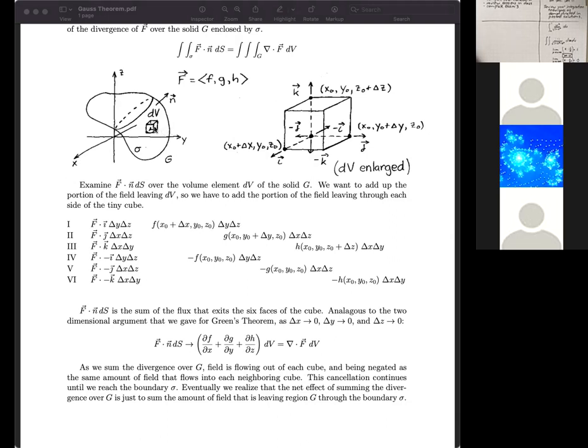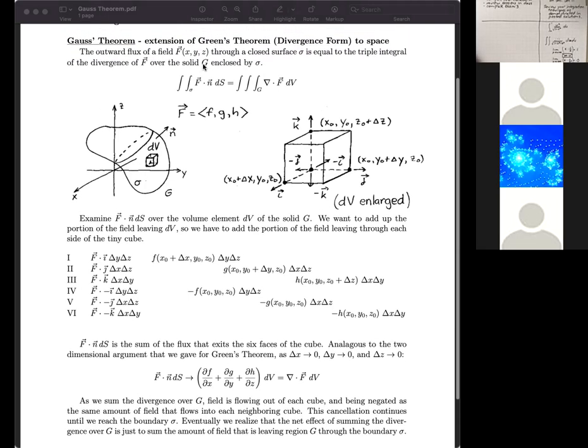So those things cancel out interior to the potato. And the only thing that's left that doesn't cancel out is the little cubes along the outside of the potato, the very tiny little cubes. And so when I sum the divergence over the volume of the potato, G, I end up calculating really the amount of field that flows out of that potato.